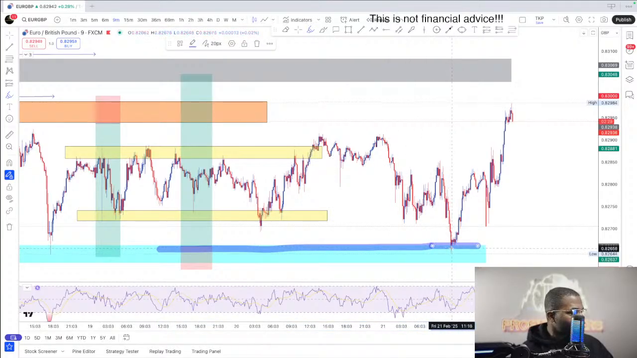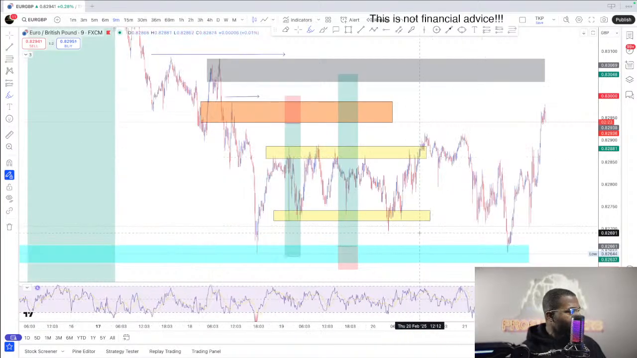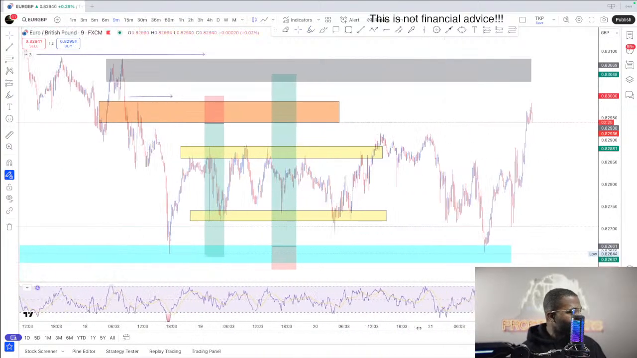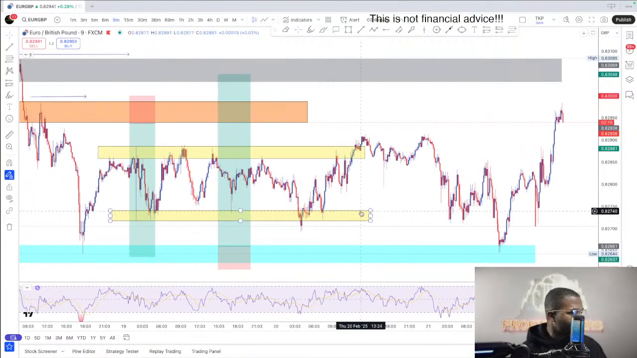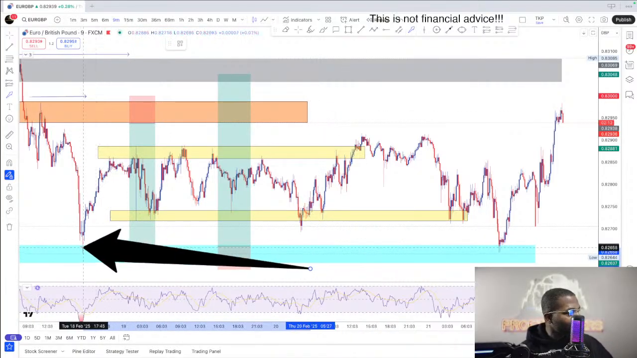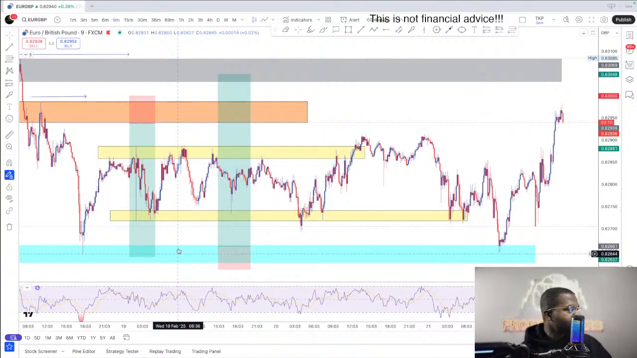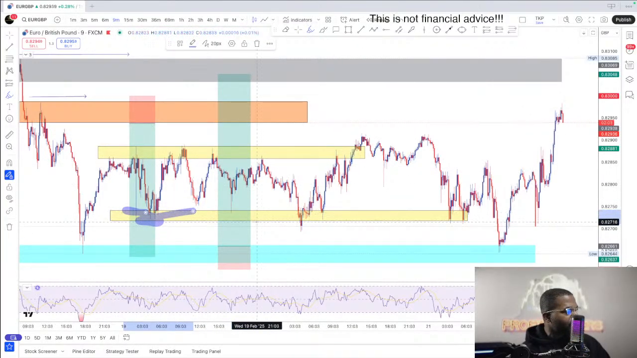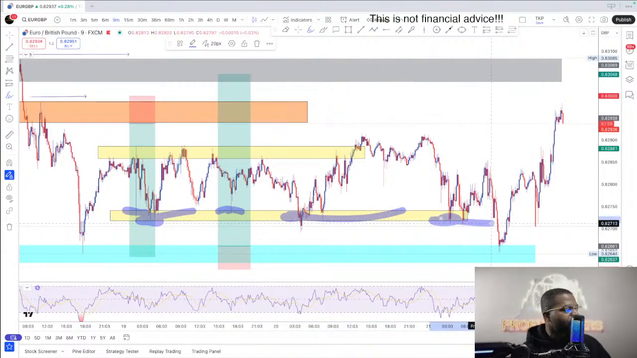Price hit that entry Friday at 11:18 and took off, and we missed all of it. But it's okay. We had it set up, and I'll show you guys a simple concept that I use to find these trades. On a smaller time frame, I identified something down here at the lows that needed to be retested. I also noticed that this area was tested multiple times.